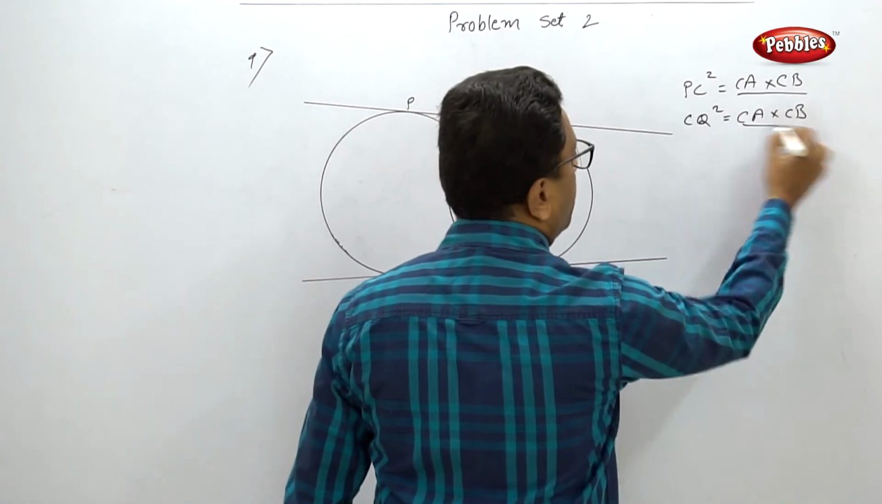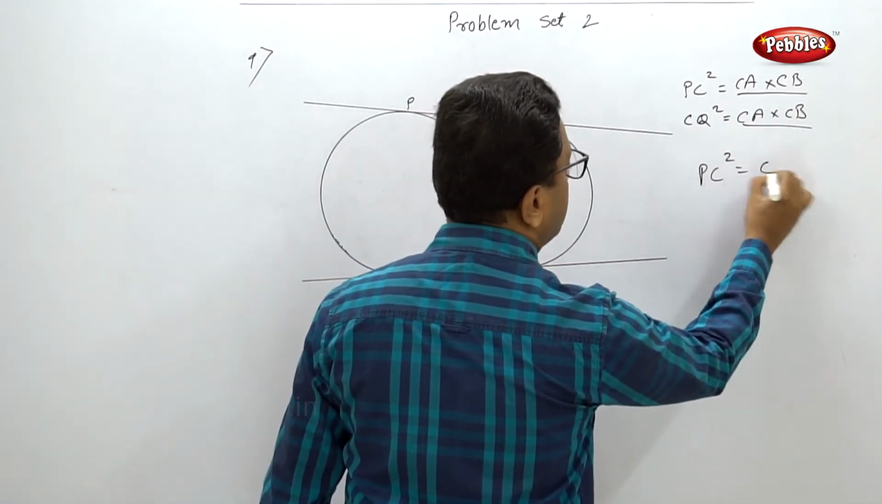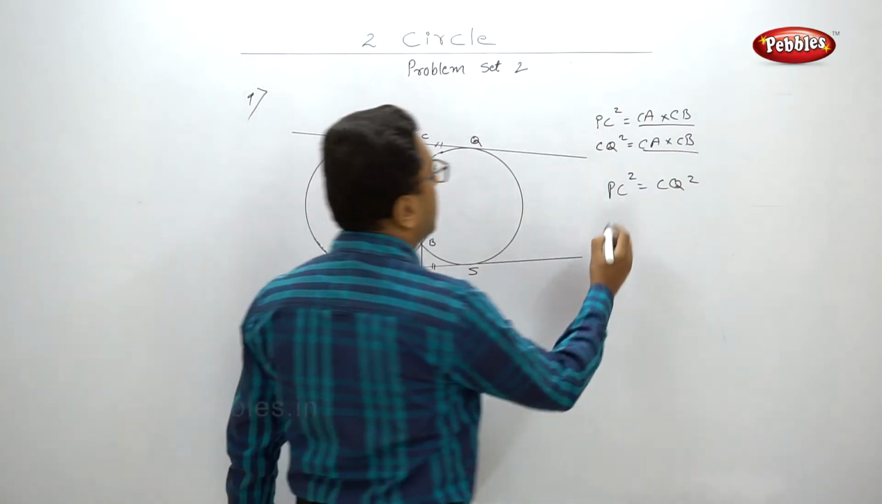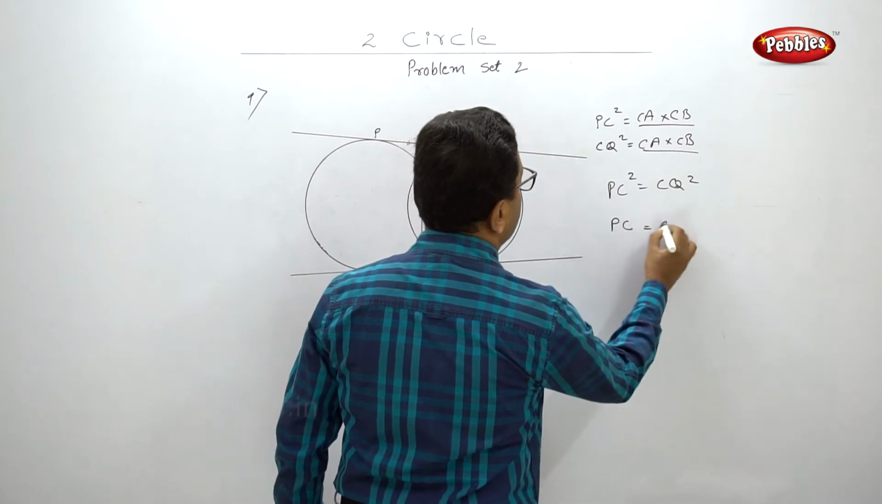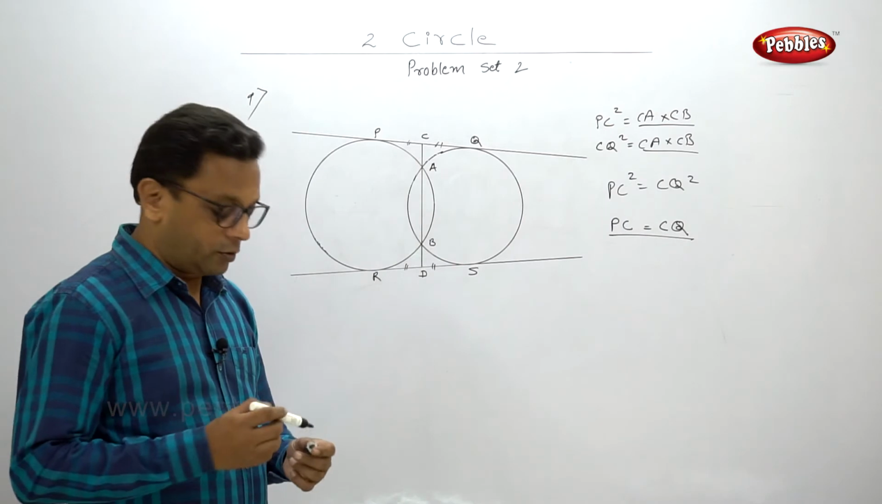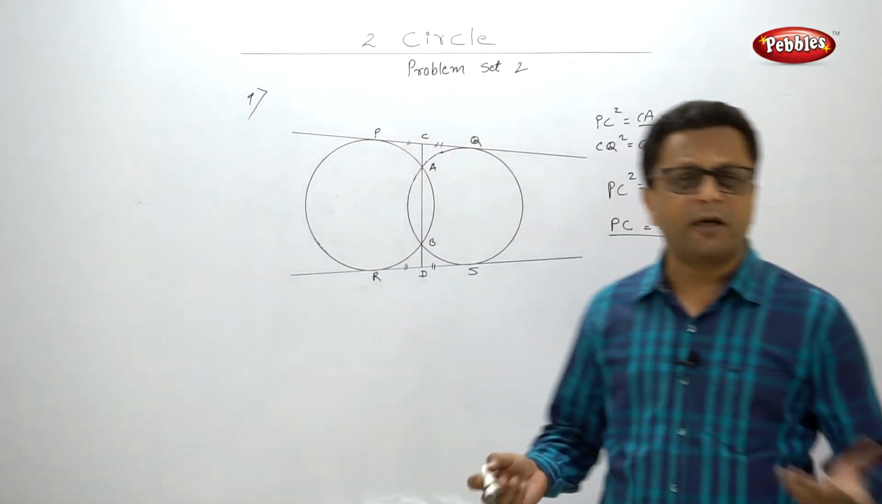Since the right hand side of both the equations is equal, I can write that PC square is equal to CQ square. And hence by taking the square root of both the sides, I can write PC is equal to CQ. So the first part I have proved, PC equal to CQ, very simple. So similarly I can prove the second part.